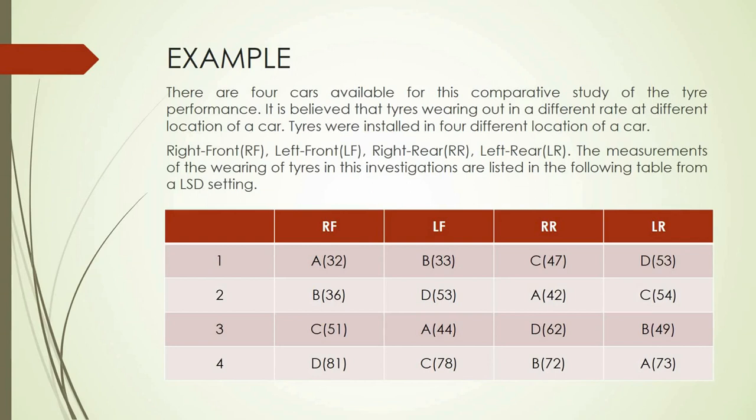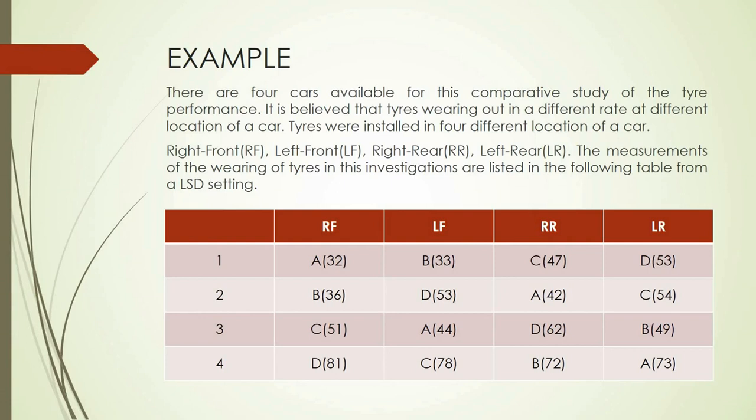Now we have an example here. There are 4 cars available for a comparative study of tire performance. It is believed that tires wear out at a different rate at different locations of a car. Tires were installed in 4 different locations of a car, namely right front, right rear, left front and left rear. The measurements of the wearing of the tires in this investigation are listed in the following table from a Latin square design setting.